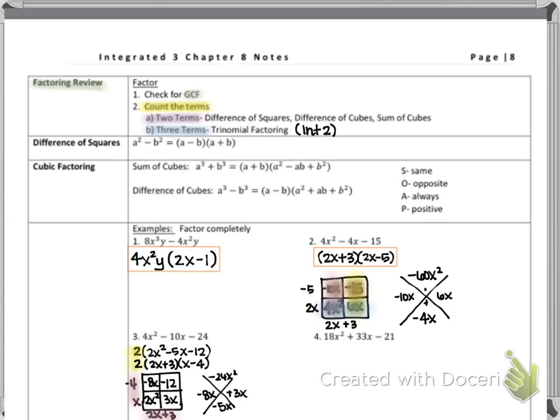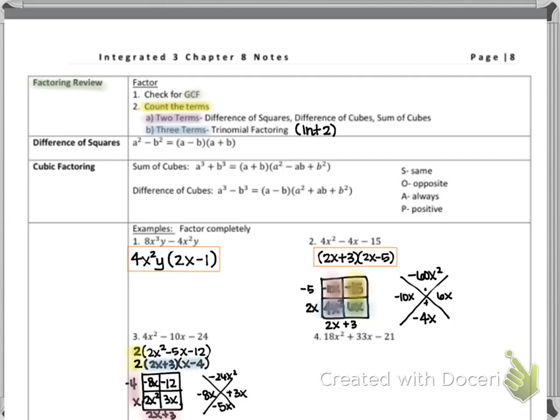Okay, then from here, I'm going to take a look at my factors inside, and because I created a new set of parentheses, if I look in here, the GCF is just 1, and there's no exponent on your x, so that one's factored.